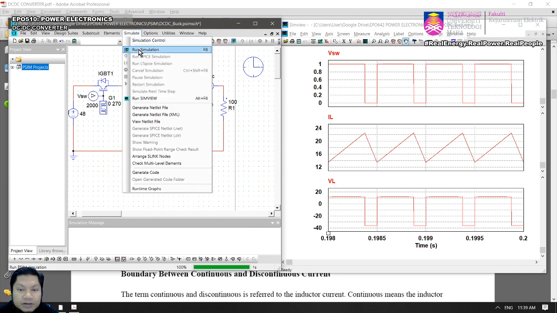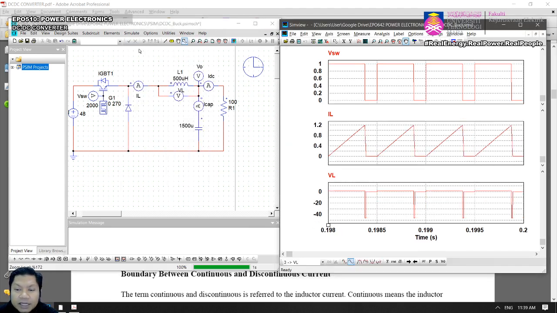So I'm going to simulate it again. Look at the output inductor current. Now, if you look at the inductor current, there is an intermittent, isn't it? So the circuit is already in discontinuous operation. So this is discontinuous inductor current operation.